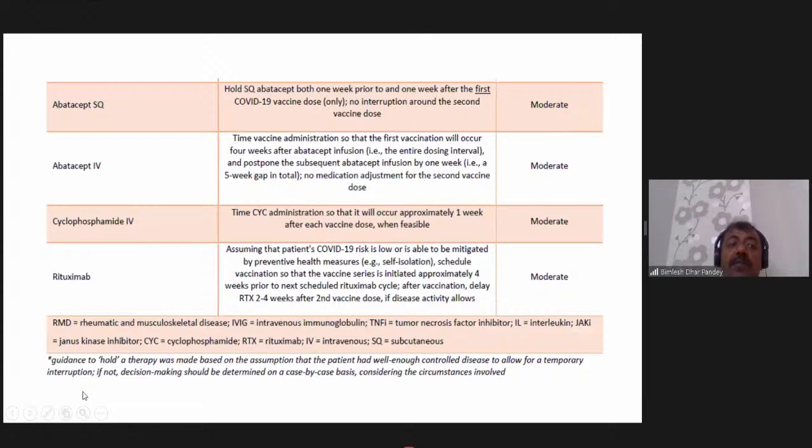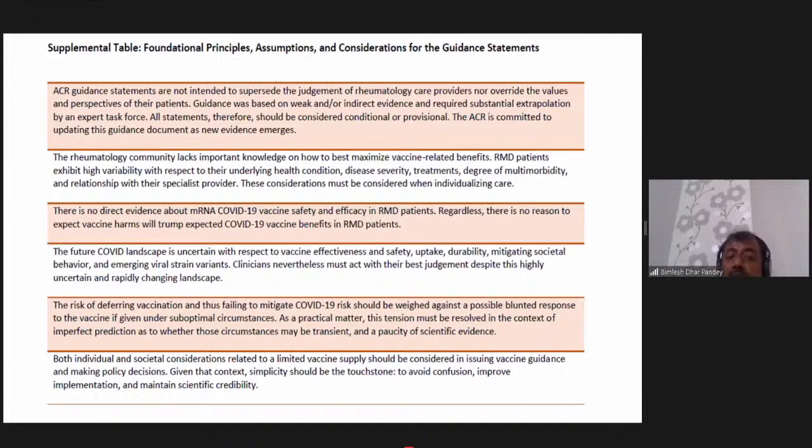So these are the available information. Coming to abatacept, it is said you can hold it a week before, and in IV abatacept, you can again hold it for a sufficient period of time. If you're using cyclophosphamide or rituximab, you need to hold it and plan it accordingly. At least a week to 1 month is required for the full effect of these drugs to come up. So this is how the summary looks like.